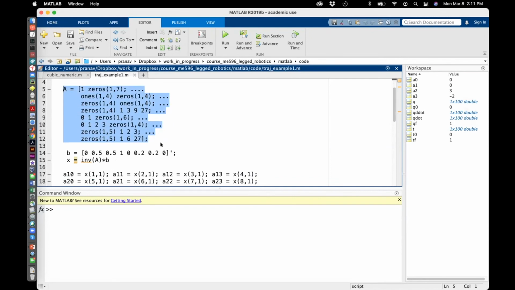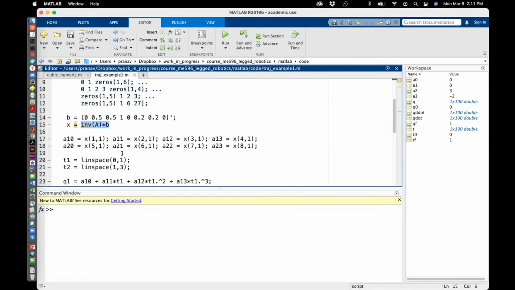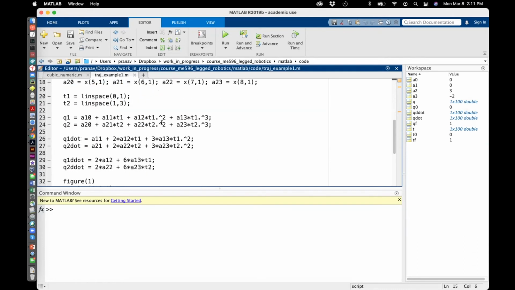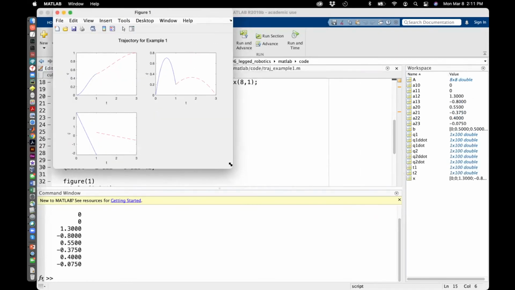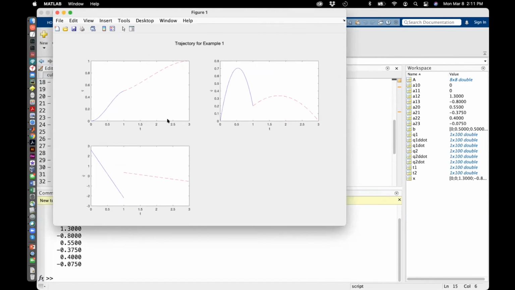By the way, these equations are all linear, so you can use the inverse to solve for them, or you could do A/B. Here I'm going to show you the plots I get for the problem I just wrote on paper. The blue solid line shows the position, velocity and acceleration for q1, and the dashed line shows the position, velocity and acceleration for q2.